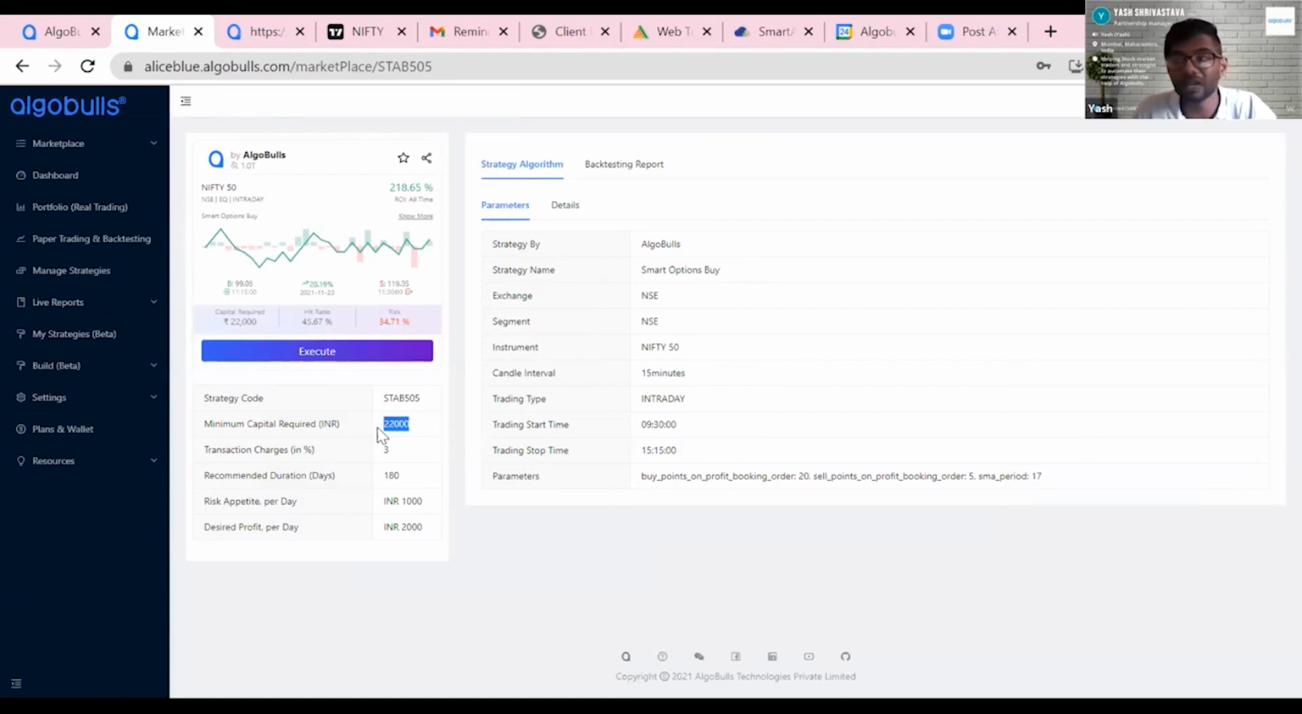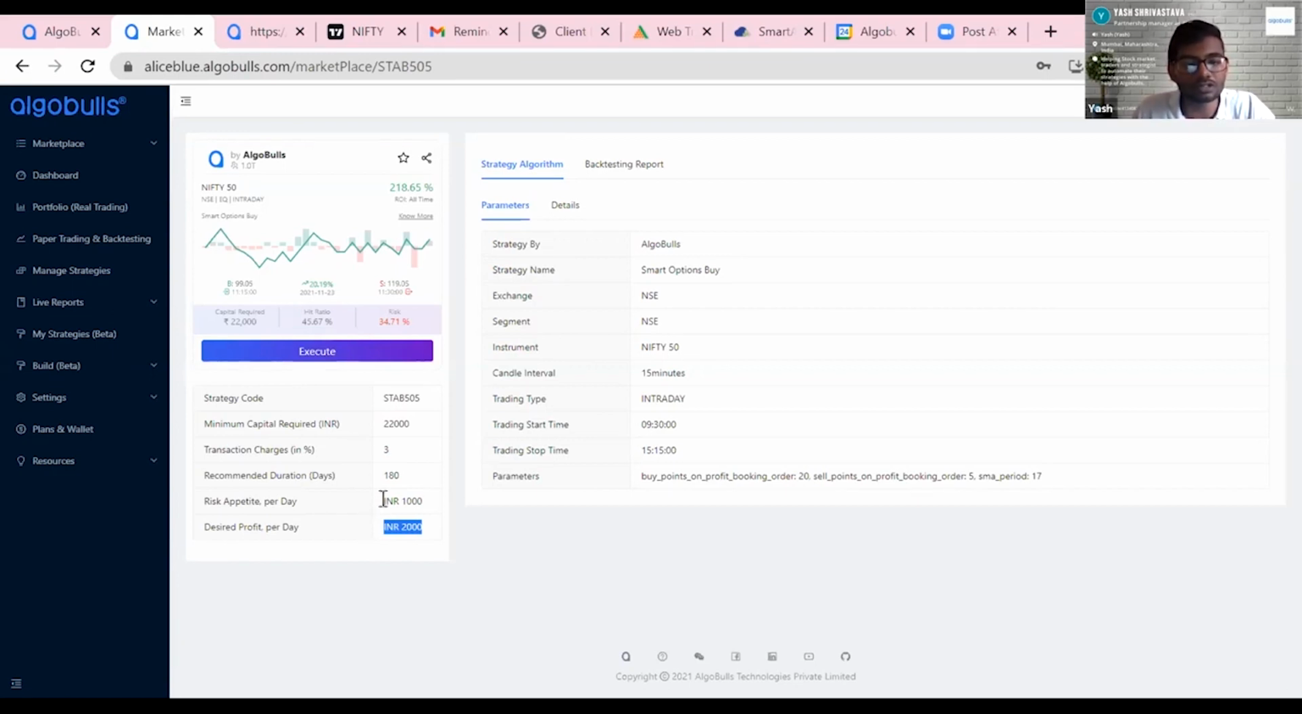One more myth about algorithmic trading, which I have heard from a lot of people: if I am a retail trader with a trading capital of 50,000 rupees, this kind of algo trading is only for people with 50 lakh plus. No, you can start with as low as 22,000 rupees with a single lot, which has a risk of 1,000 rupees and a desired profit of 2,000 rupees. You can find all these things on the strategy card front page itself.